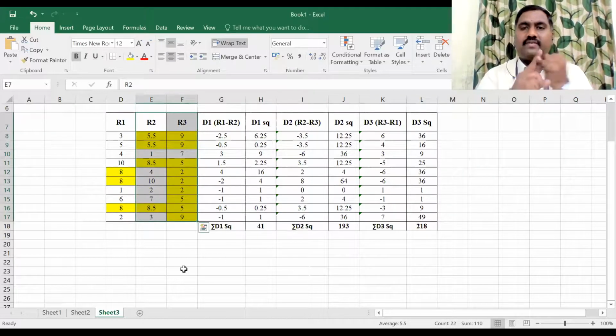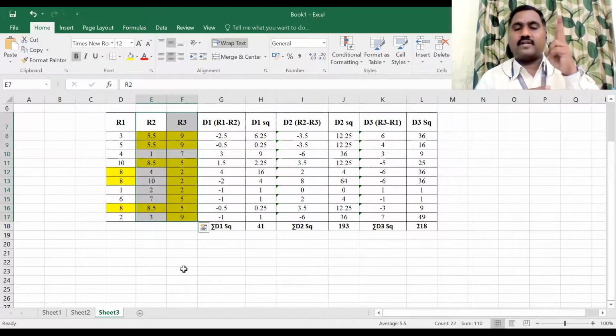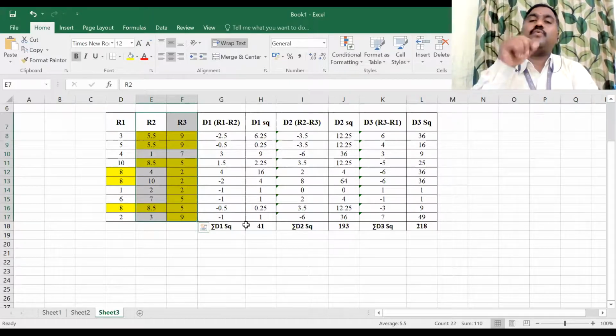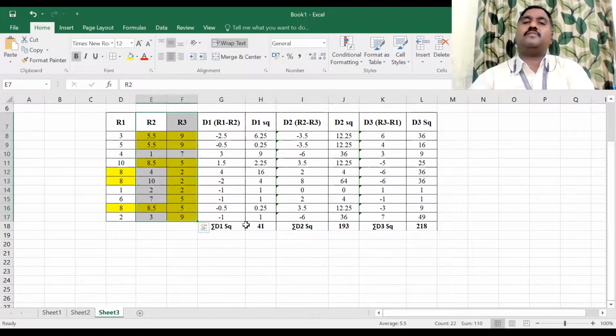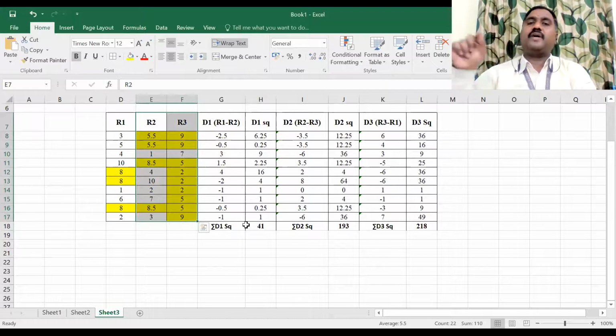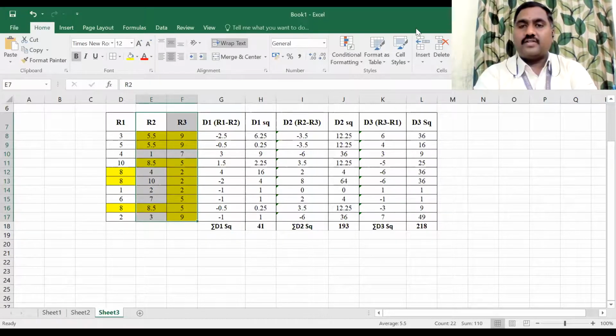So in the rank given by the second judge, 2 ranks are repeated, whereas in the rank given by judge C, 3 numbers are repeated. So 2 plus 3, 5 times. So you have to put 5 times of 1 by 12 into m power 3 minus m plus 1 by 12 m power 3 minus m, like that. For each pair, you have to put how many times the number is repeated. Okay, I'll stop sharing this and I will share the word now.